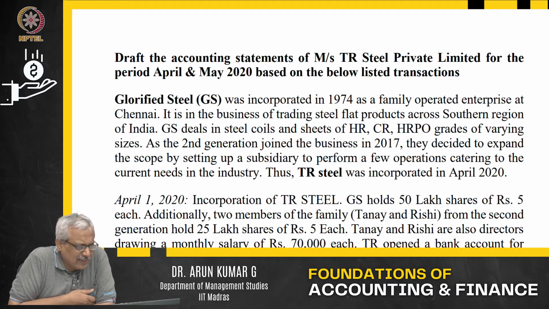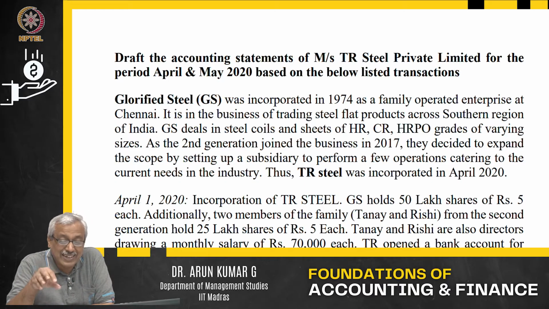Now, we will see that Glorified Steel was incorporated in 1974 as a family operated enterprise at Chennai. It is in the business of trading steel flat products across the southern region in India. GS deals in steel coils and sheets of HR, CR and HRPO. Anybody in the steel industry would understand the differentiation of these three different grades. I have just mentioned the grades of varying sizes.